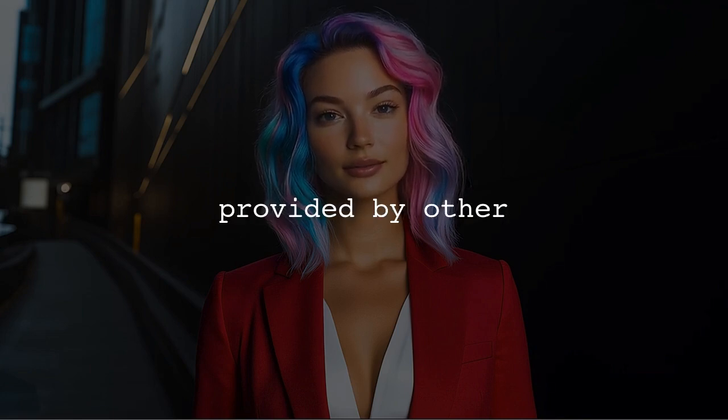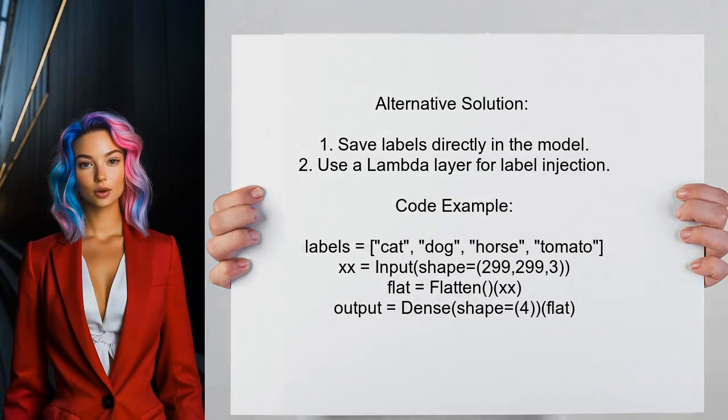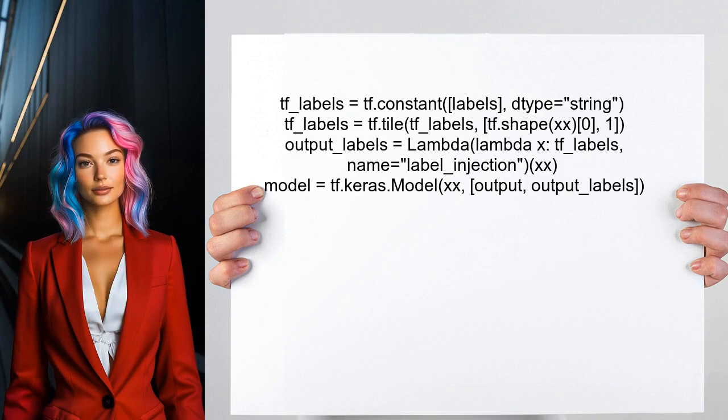Now, let's look at the answers provided by other users. An alternative approach to attaching class labels to a Keras model involves directly saving a list of labels within the model. This can be done using a lambda layer to inject the labels as a string tensor.